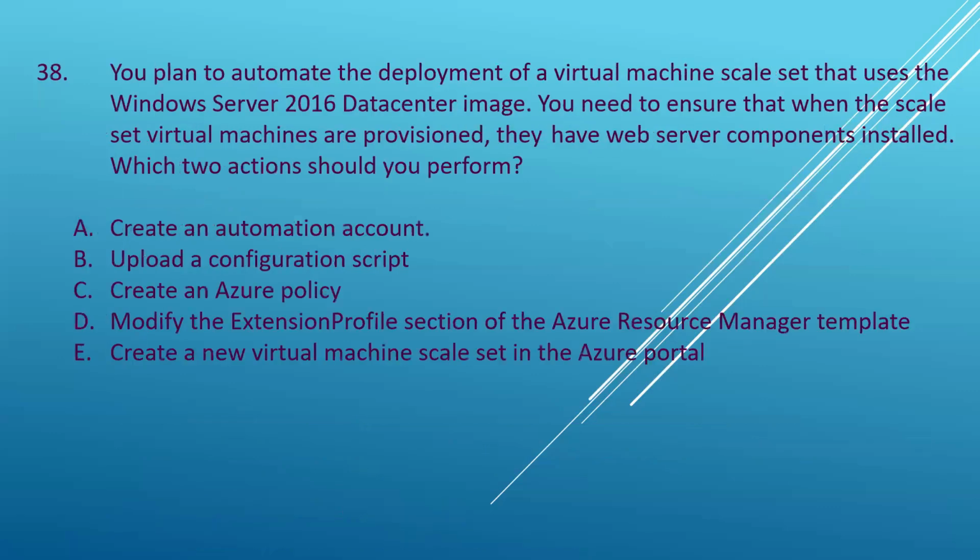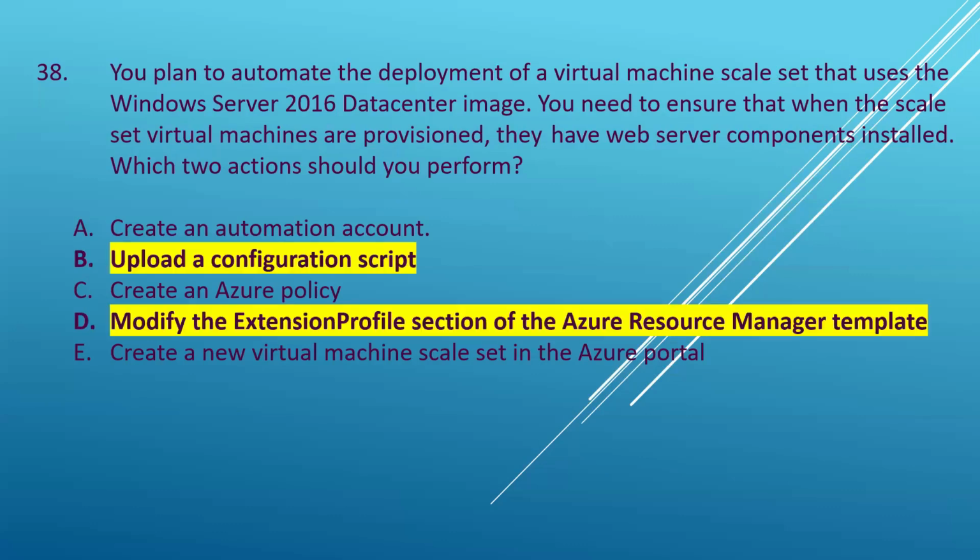Moving on to question number 38. You plan to automate the deployment of a virtual machine scale set that uses the Windows Server 2016 data center image. You need to ensure that when the scale set virtual machines are provisioned, they have web server components installed. Which two actions should you perform? Your options are create an automation account, upload a configuration script, create an Azure policy, modify the extension profile section of the Azure Resource Manager template, create a new virtual machine scale set in the Azure portal.